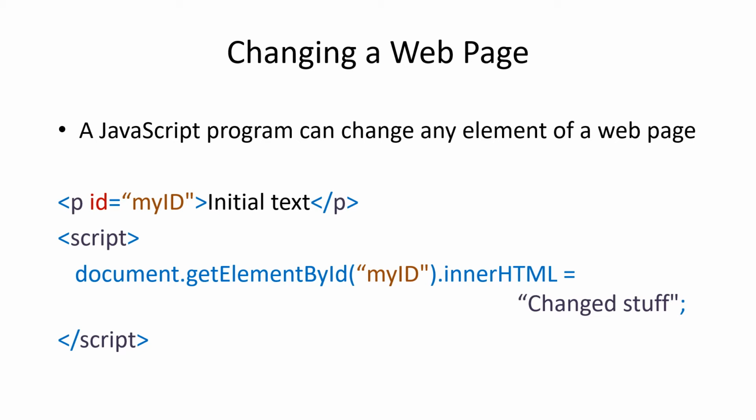Here's a really quick example that you'll see again. We have in the beginning a paragraph. The paragraph is indicated by the bracket P and the slash P, and here's its initial text, and it has an attribute ID. The ID is myID. And then down in the JavaScript, we do a getElementById looking for myID. And then we change the HTML of that to change stuff. So while initially the web page would say initial text, after the script is executed, it will say change stuff. It will change what appears on the screen.